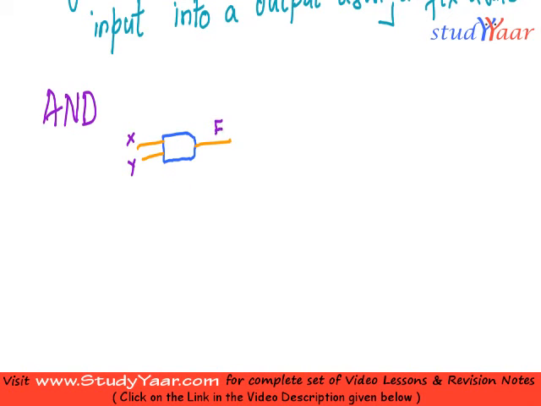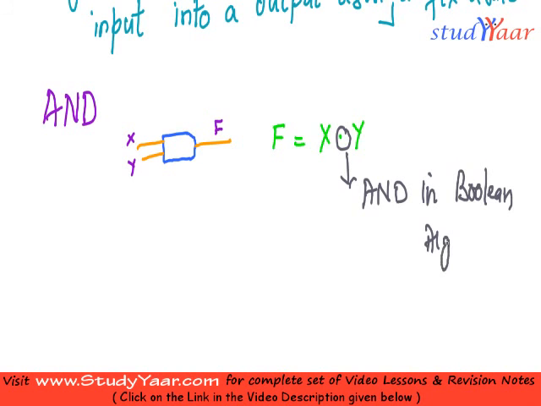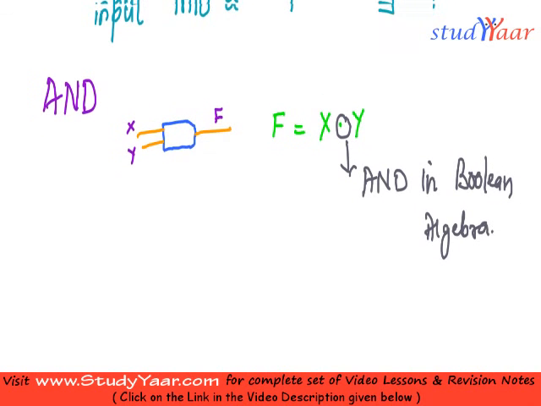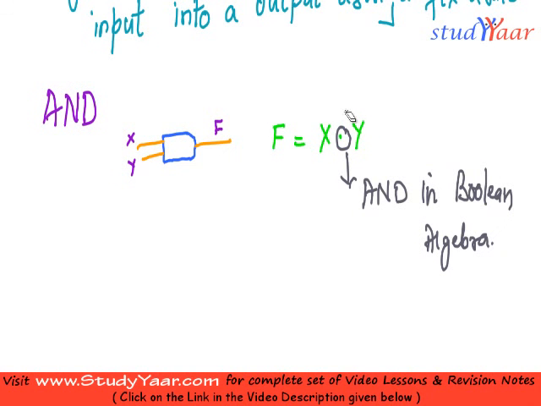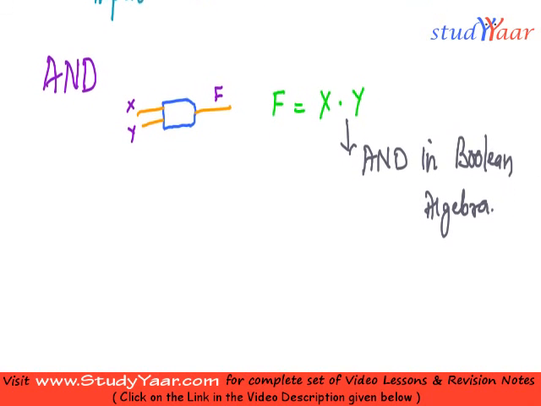So the representation of this using expression is F is equal to X dot Y, where dot means AND in Boolean algebra. We are going to see what is Boolean algebra later. First we are going to talk about the gates. This dot is AND in Boolean algebra.